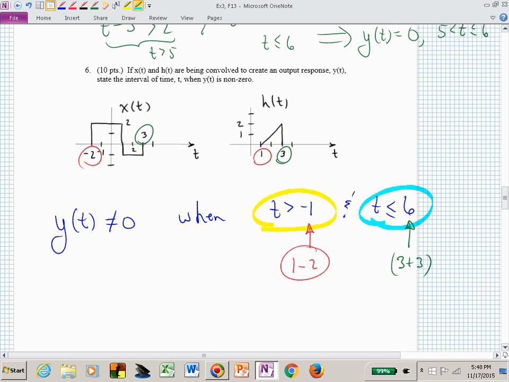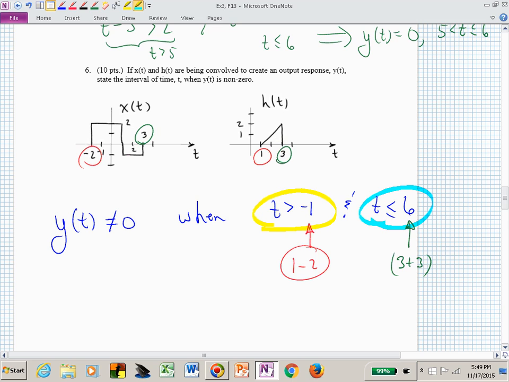What's h of t saying? Your impulse response at 0 waits a second, and it quits shaking 3 seconds later. And now for this x of t, well, we start shaking it even before 0. We shake it at -2. But we still have to wait a unit of time before we start seeing anything.